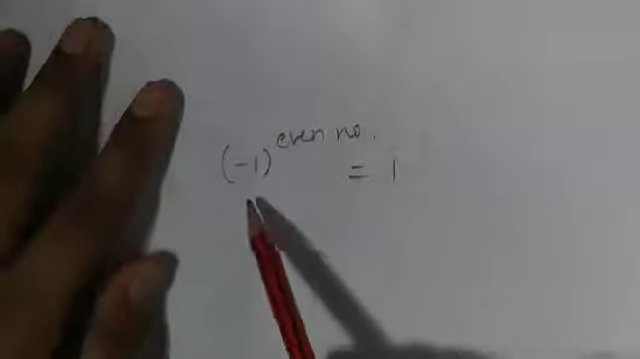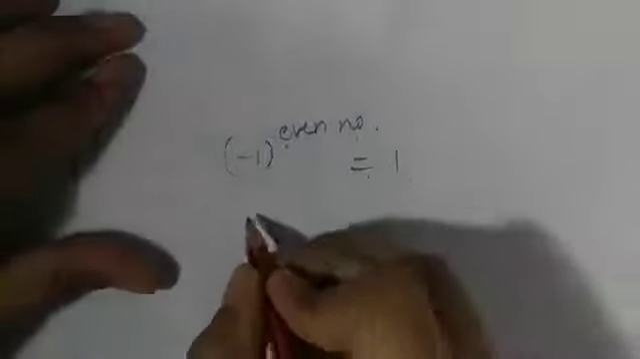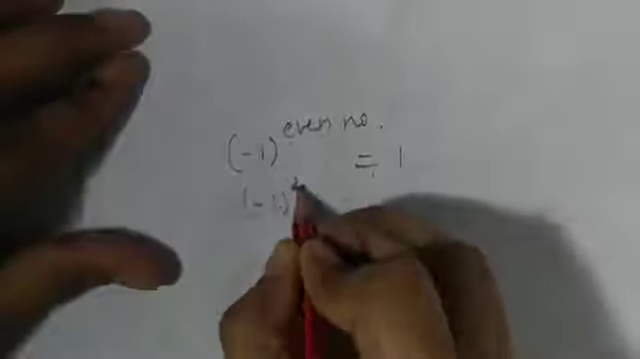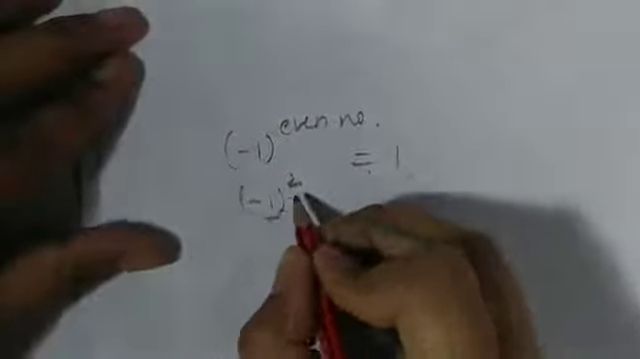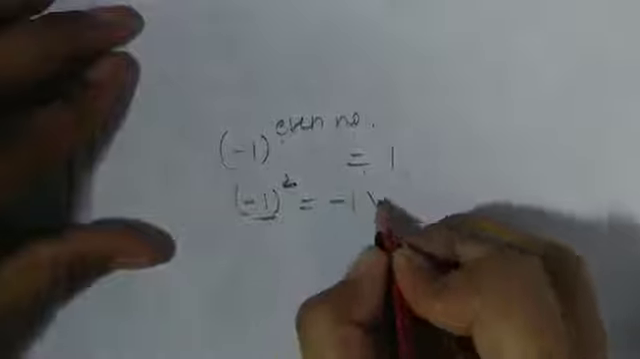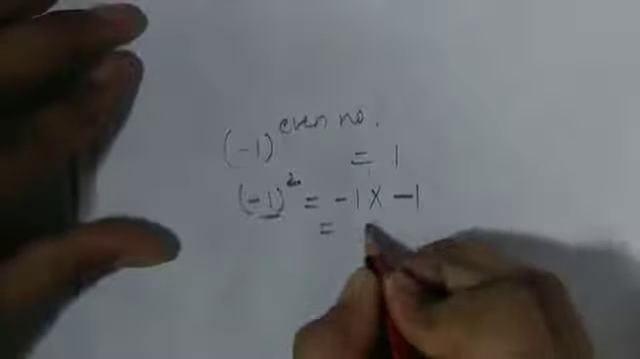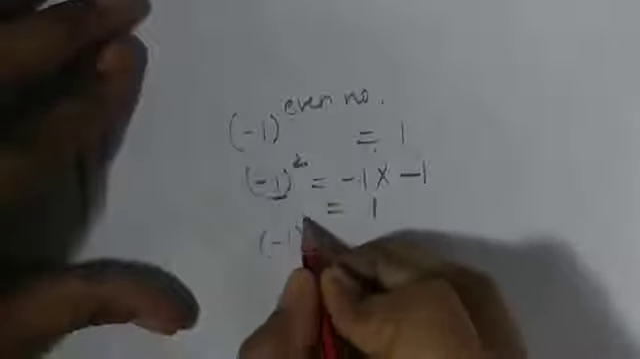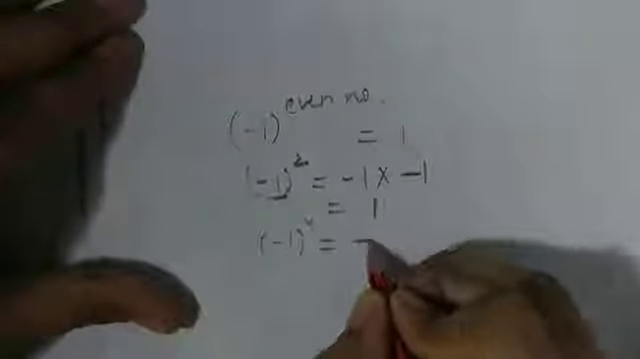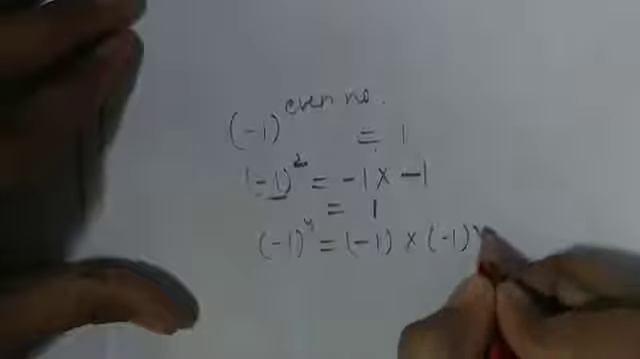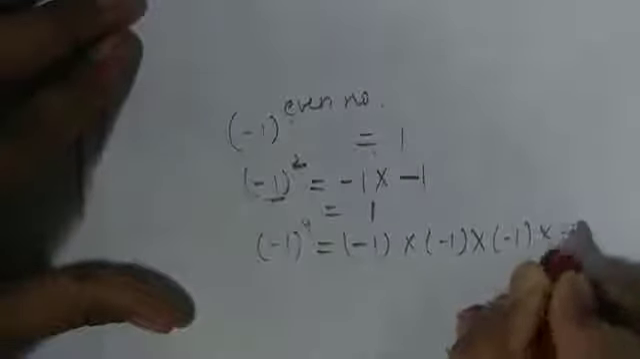So let us understand this. Minus 1 raised to the power even number is always 1. Even number means the numbers which are divisible by 2. So let us take the very first even number, minus 1 raised to the power 2. What does this mean? It means minus 1 is multiplied 2 times. So let us multiply. So it will be plus 1. Now let us take the next even number, that is 4. Minus 1 is multiplied 4 times. So it will be minus 1 into minus 1 into minus 1 into minus 1.